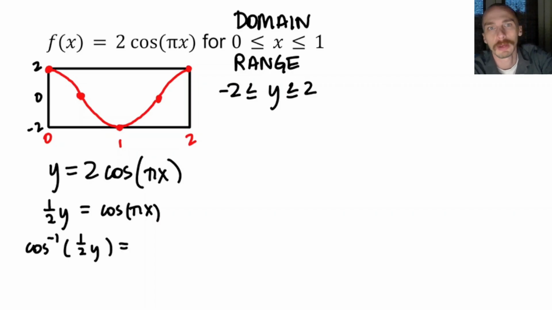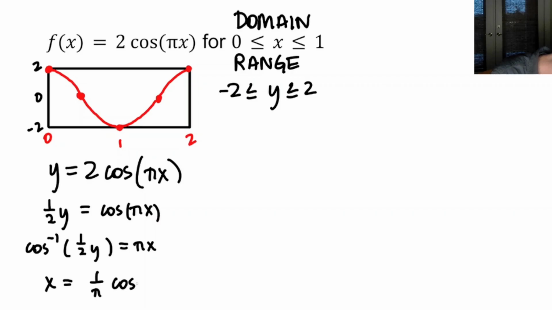Once we deal with the domain restrictions at the end, that's the nice part about this approach, where we find the domain and range first, we mentally switch them, and then we figure it out at the end. We don't have to worry about inverse cosine of cosine. It's just going to be pi x. And then I solve for x: x is going to equal 1 over pi times arc cosine of 1/2 y. And that's going to be my formula for my inverse.